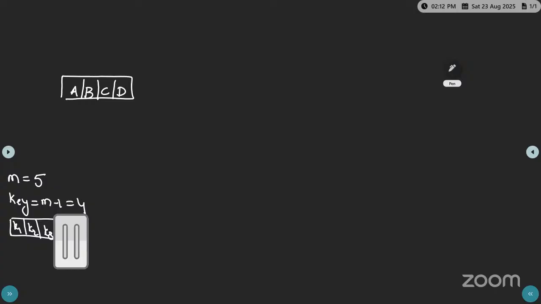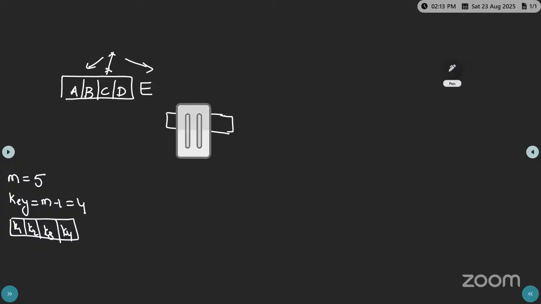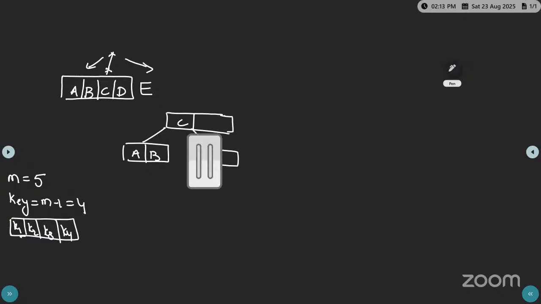And next tell me E. A, B, C, D, E. Identify the middle element. Tell me the middle element. This middle element goes one level up, with a left side and a right side. Tell me the new tree. C, and to the left of C are A and B, to the right of C are D and E. Till now any doubt? I think you already completed it. Super.